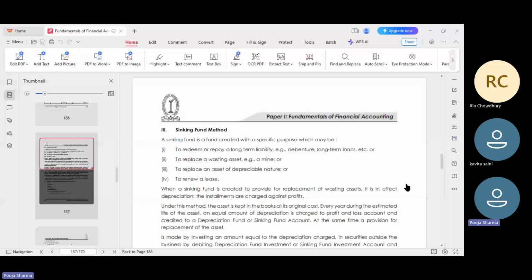Now, replacement of assets of a depreciable nature. Obviously, a fixed asset depreciates, and after its time period is completed, we have to replace it. If something is given on rent and its period has expired, for renewing it we need money. For the same, we use the sinking fund method. The fund that we have kept aside, we use it for replacing it. A sinking fund is created to provide for replacement.